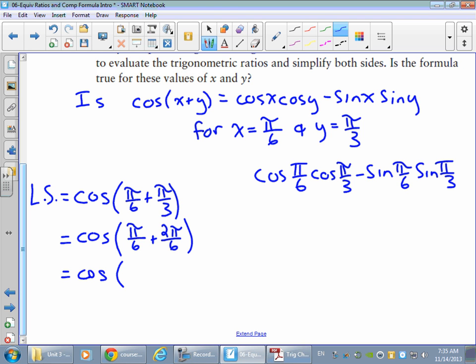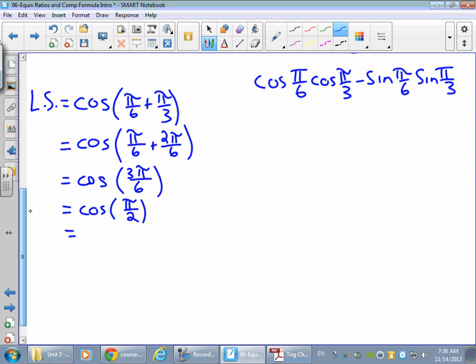And so that's going to be equal to cos of 3 pi over 6, which is cos of pi over 2. And cos of pi over 2, if you punch it into a calculator, is 0. It's one of the ones that we don't actually know, but that's going to be the answer.